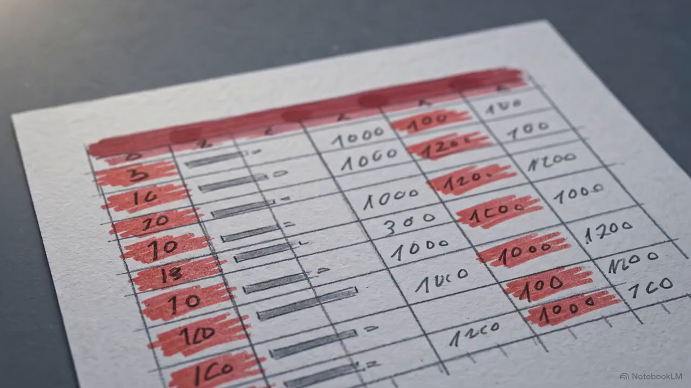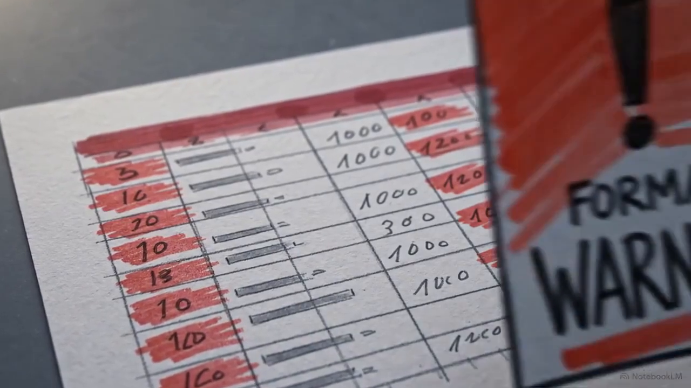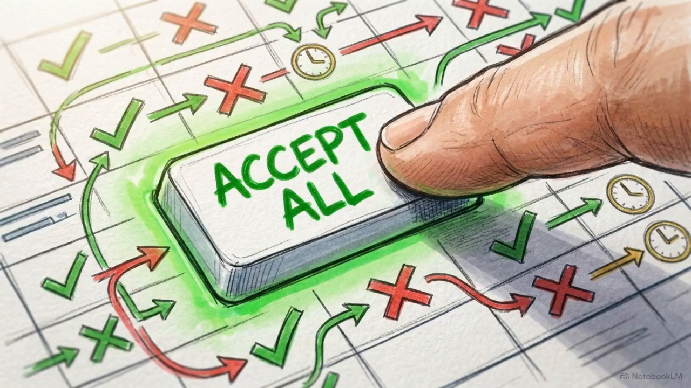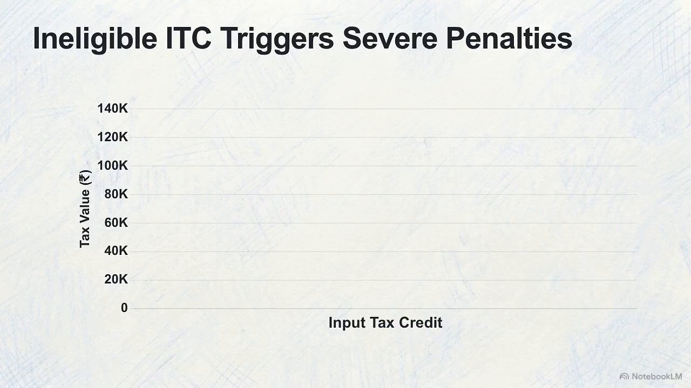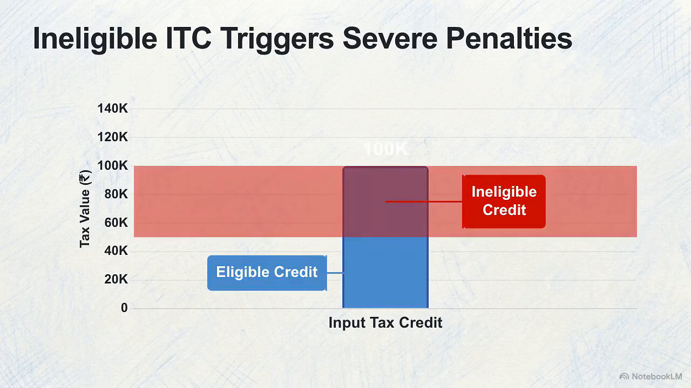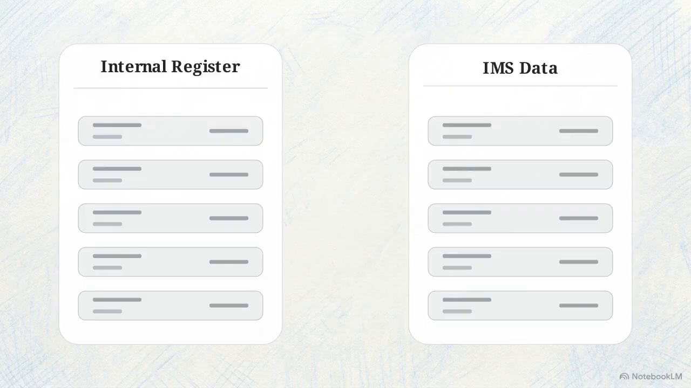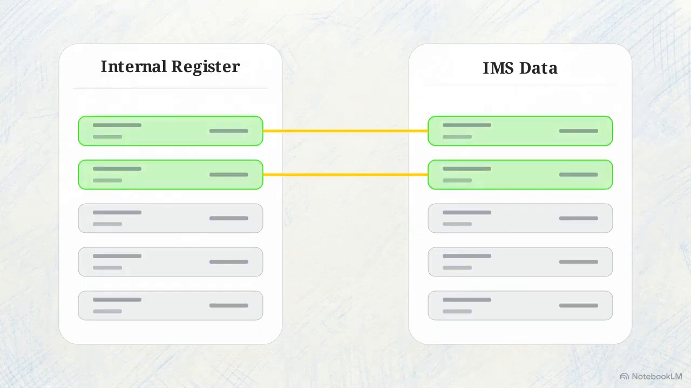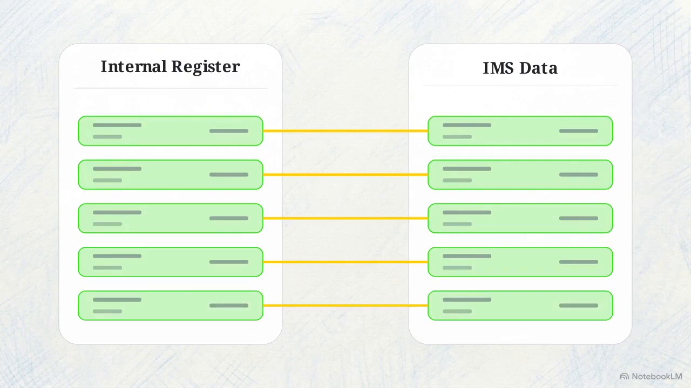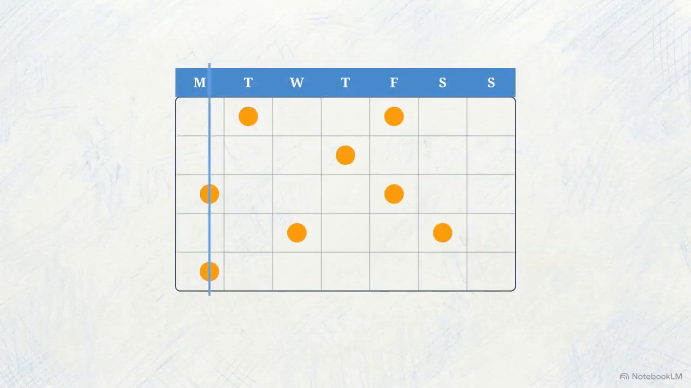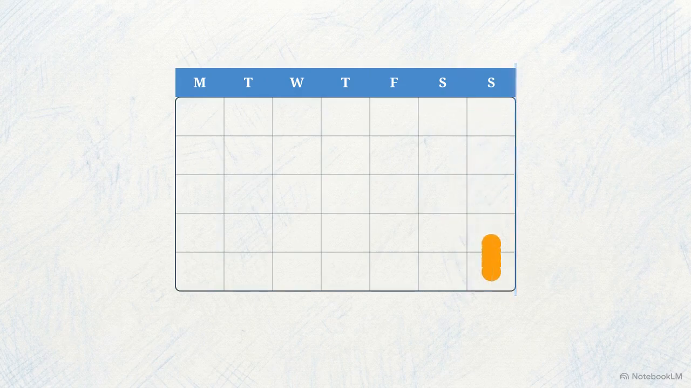Keep in mind, uploading the file quickly does not protect you from the legal consequences of bad data. If you blindly mass accept invoices without verifying them, you risk claiming ineligible input tax credit, which triggers compliance notices and penalties from the tax department. You must rigorously reconcile your company's internal purchase register against this IMS data before executing any bulk actions. Also, actively manage and clear your pending status invoices. Resolve those discrepancies with your suppliers each month so they don't compound into a major bottleneck.